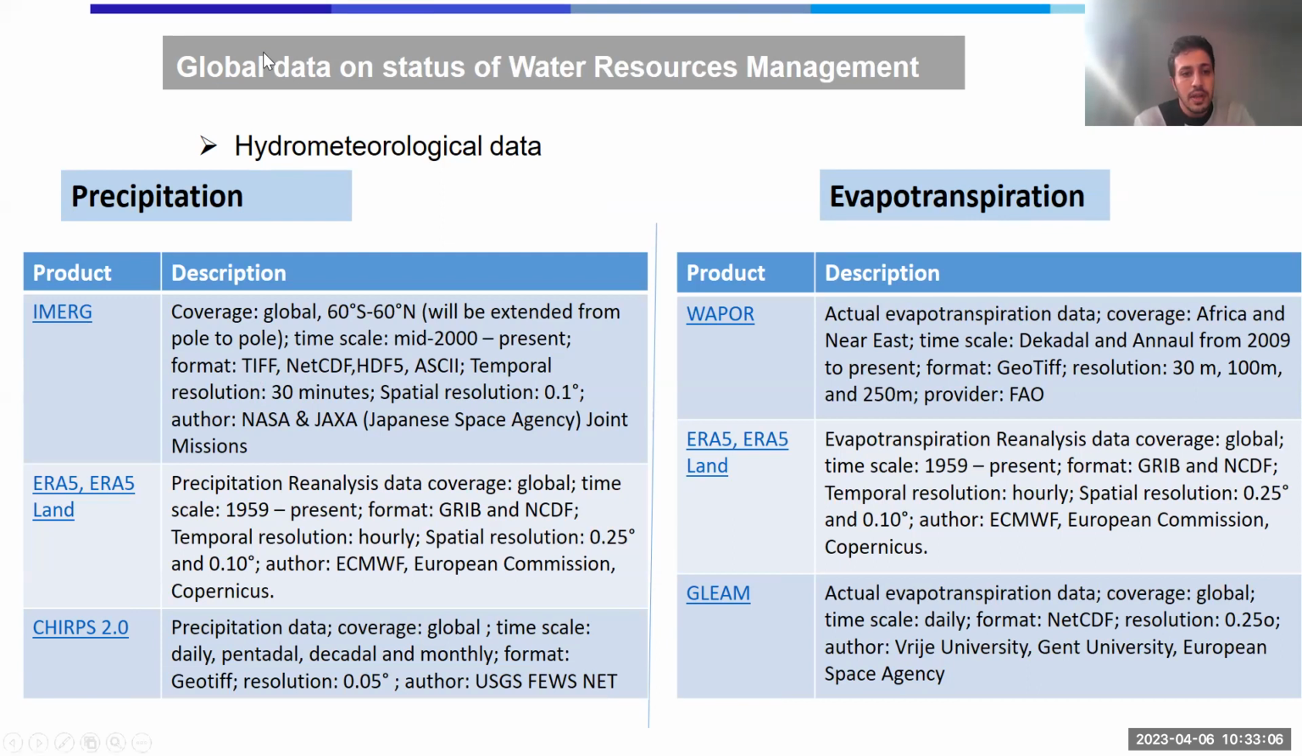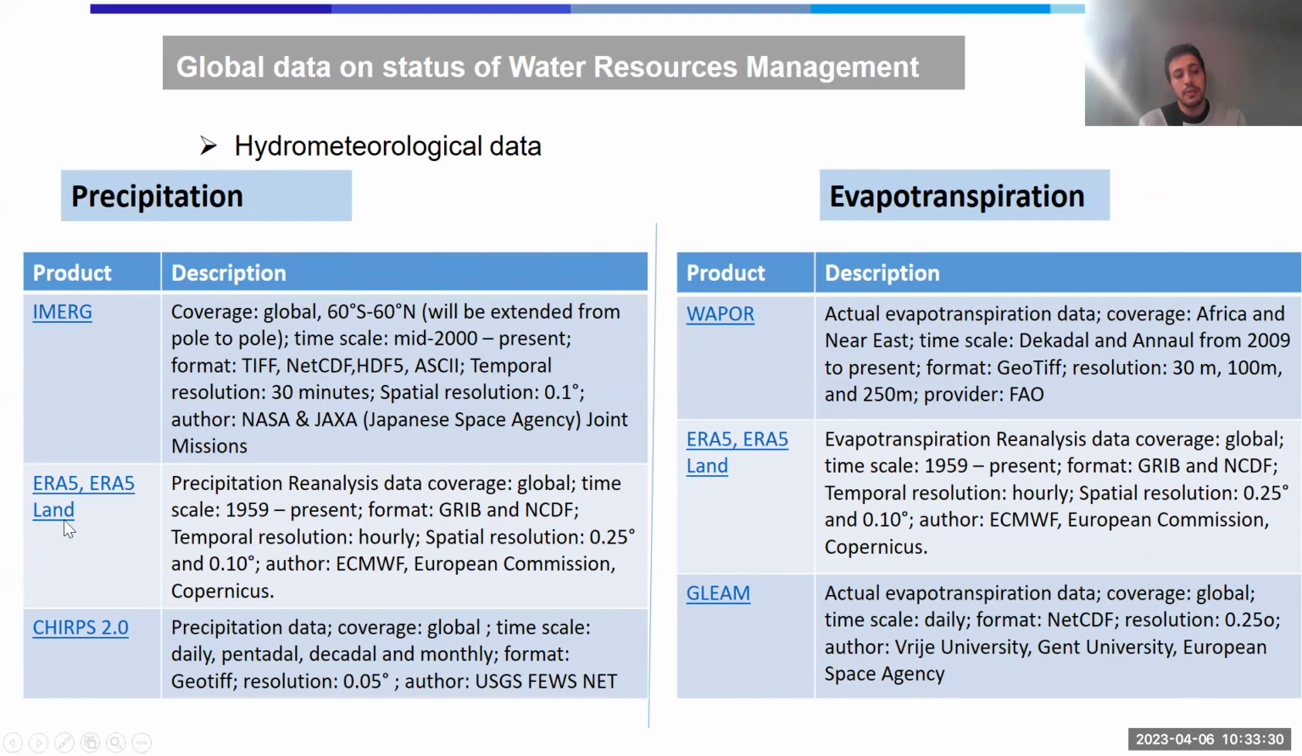So with the temporal resolution of 30 minutes, this product can measure the precipitation every 30 minutes, which is really high temporal resolution. Also, the spatial resolution is 0.1 degree, which means about 10 kilometers. The author is NASA.